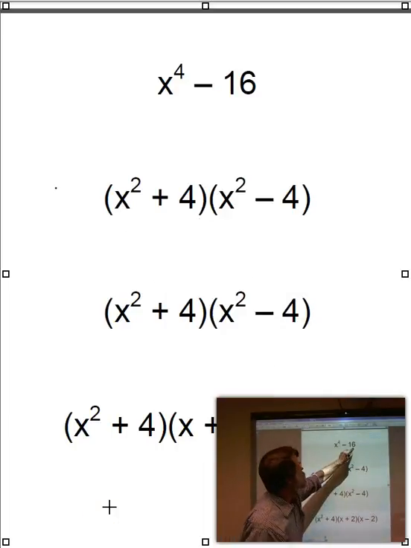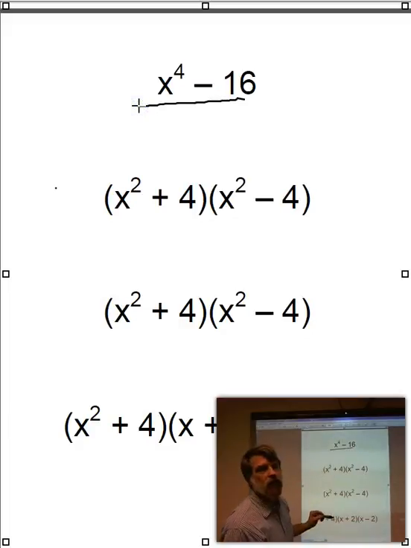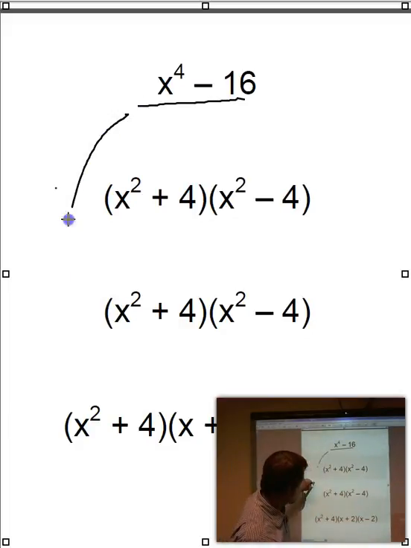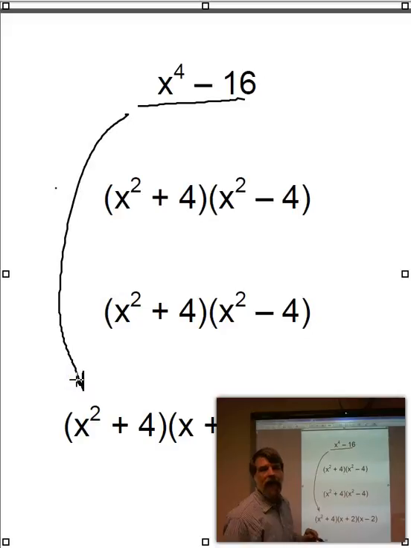So completely factoring x to the fourth minus 16 gives us the quantity x squared plus 4 multiplied by the quantity x plus 2 multiplied by the quantity x minus 2.